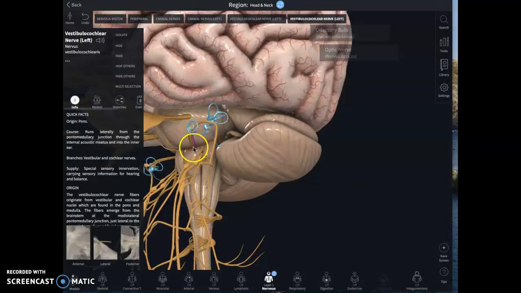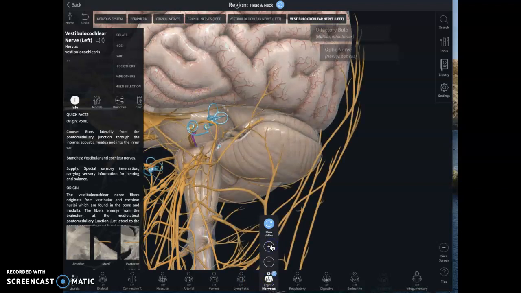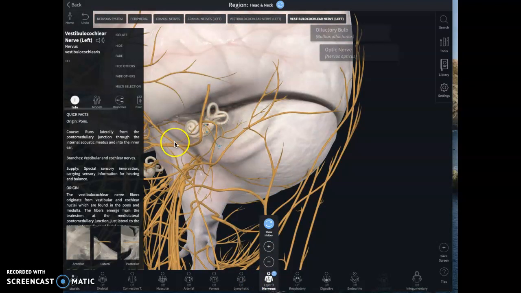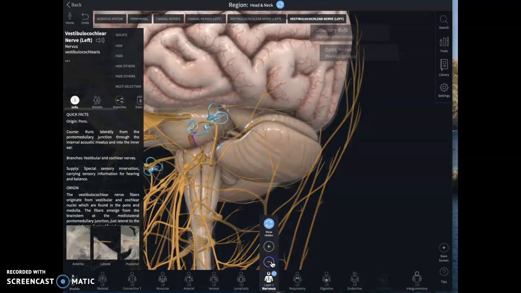That other nerve coming off is called the vestibulocochlear nerve. I'm going to introduce you to 2 structures. This is the cochlea. This is the vestibule. They're both part of the inner ear, and the vestibulocochlear nerve is going to go to them. So here's the cochlea, here's the vestibule. It deals with hearing and balance. So that's the vestibulocochlear nerve.